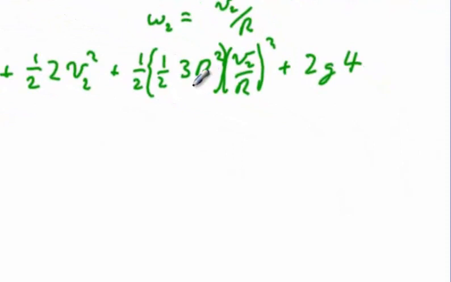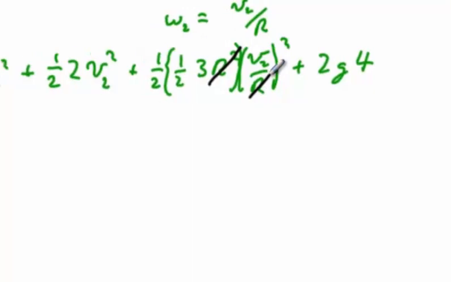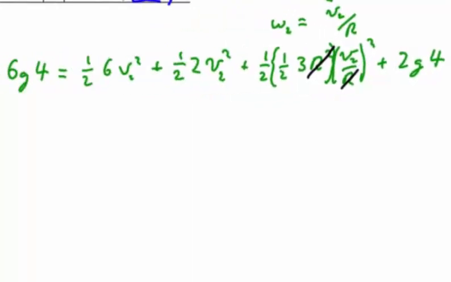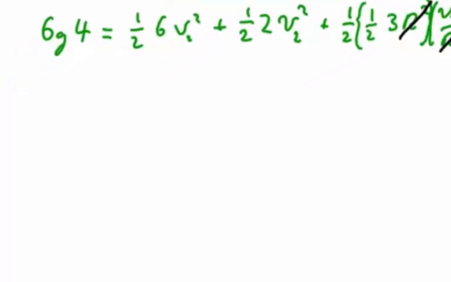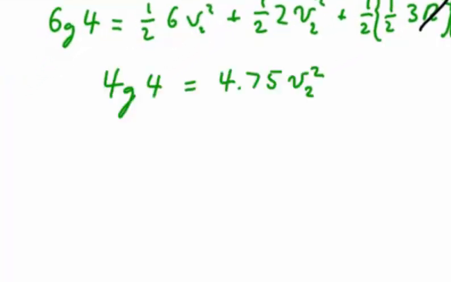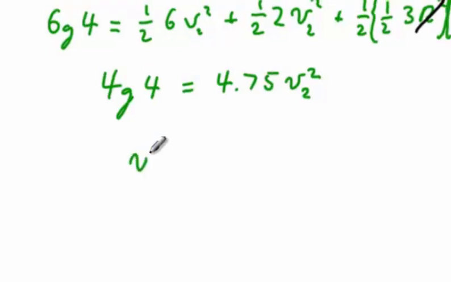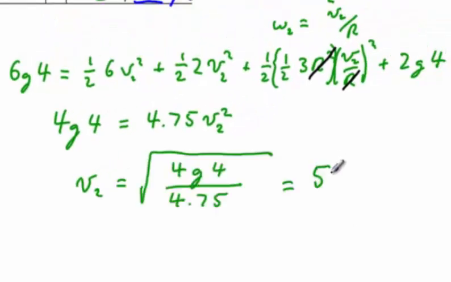Notice first that we get a convenient cancellation in that these 2 radii factors cancel with those, after which every term in this equation is either of the form mgy or is of the form 1/2 mv squared. We'll collect all the mgy terms to the left and all the 1/2 mv squared terms to the right, yielding the expression 4g times 4 is 4.75 v2 squared. We solve this for v2, yielding a velocity of 5.75 meters per second.